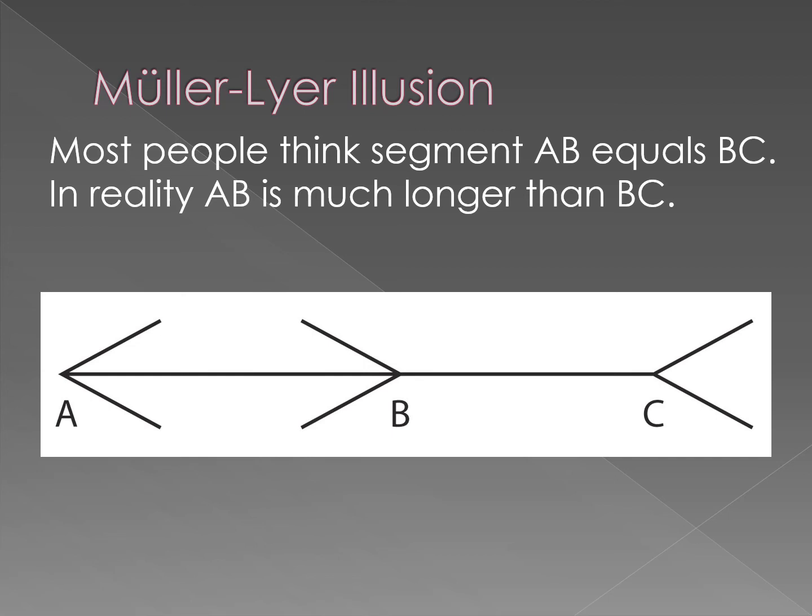Most people think AB equals BC, that they're the same lines. But in reality, A to B, this first line right here, is actually much longer than B to C. If you want to take a little ruler up to your computer screen, you can actually measure it. But once again, this is the Müller-Lyer illusion. Because A to B has these arrows going in, it makes it seem smaller than it actually is. Where BC, they go outwards, makes it look longer than it actually is.